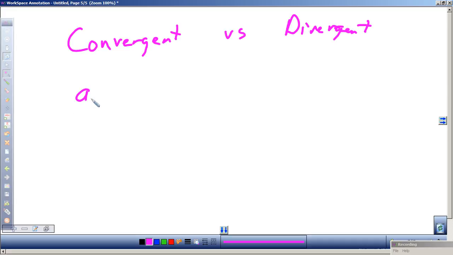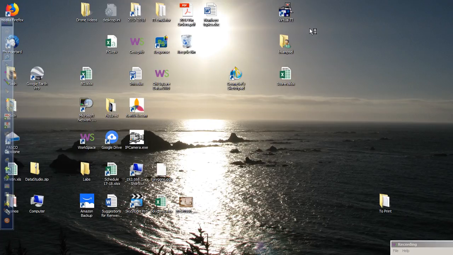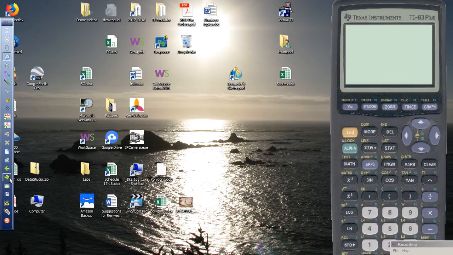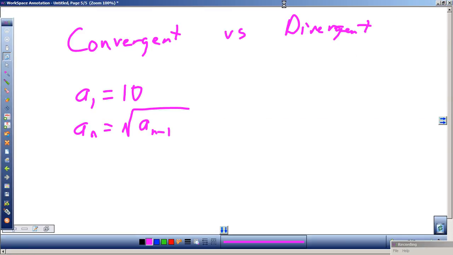We say A1 equals, let's just say, 10. AN equals the square root of AN minus 1. Okay, so get your calculators out. What is the first term of the sequence? I'll show you how you can do some of these quickly with the calculator.